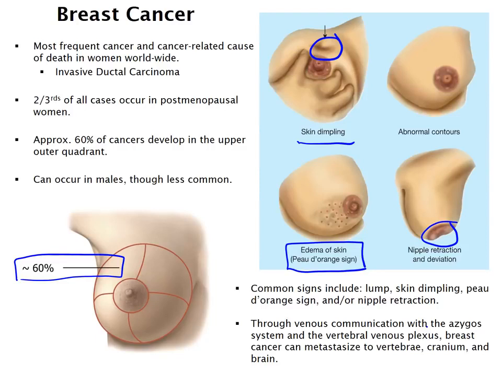Because part of the deep breast is drained by the intercostal veins, those veins can carry metastasized cells to the azygous system, and from there, those cells can metastasize within vertebrae, within the cranium, and even the brain because of the communication with the internal and external vertebral venous plexuses of veins.